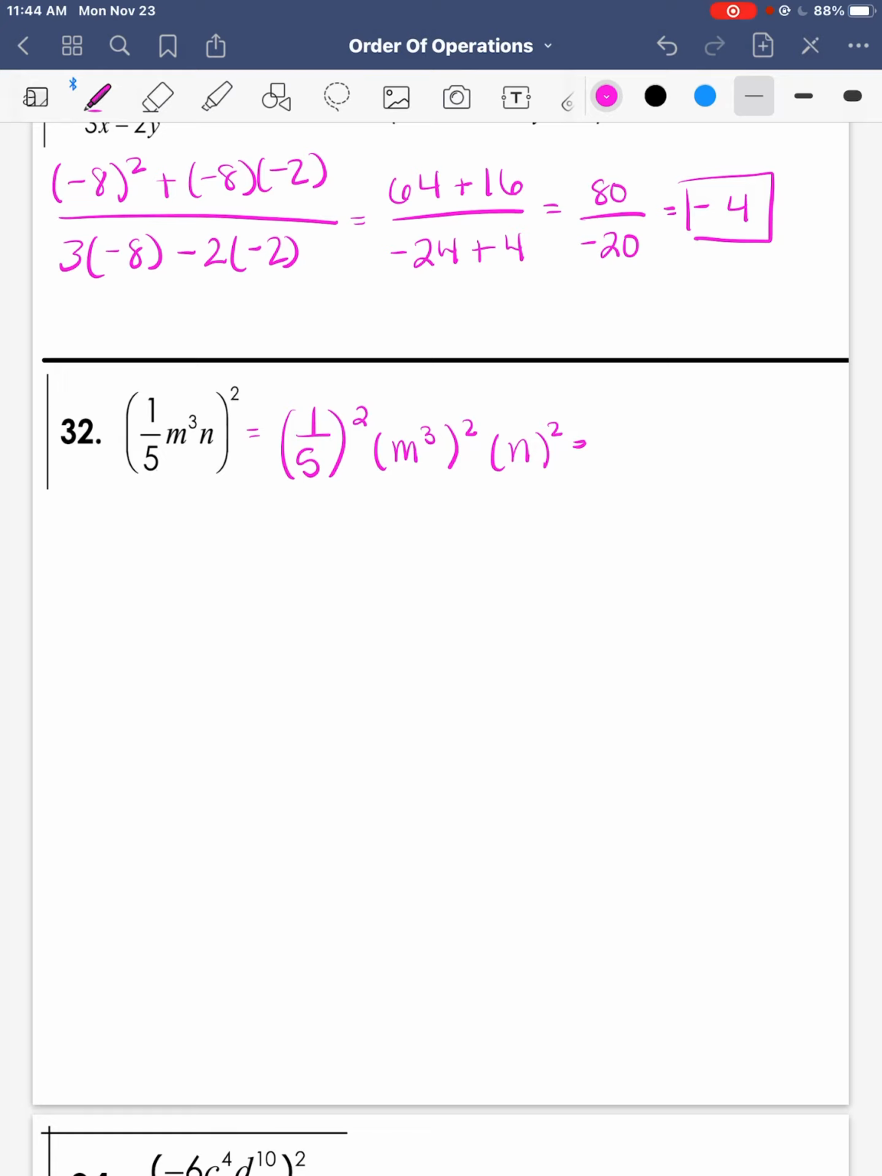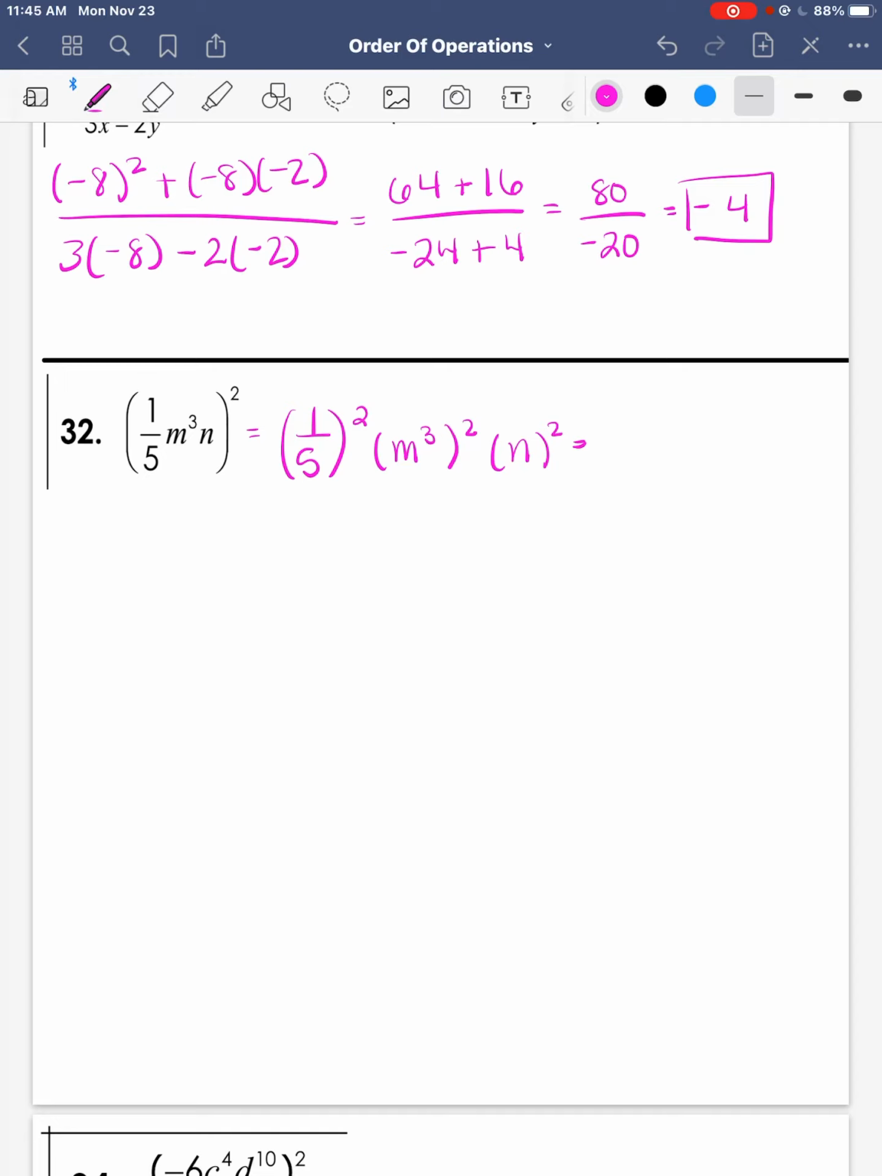That's like your mother coming in the house with a box of donuts. She's just not going to eat all them donuts by herself. She going to distribute it to everyone. Or everyone going to go take some donuts, okay? That's how you got to think of it. Your mama is the squared. You and your siblings are the 1/5, m cubed, and n. Y'all gonna want them donuts.